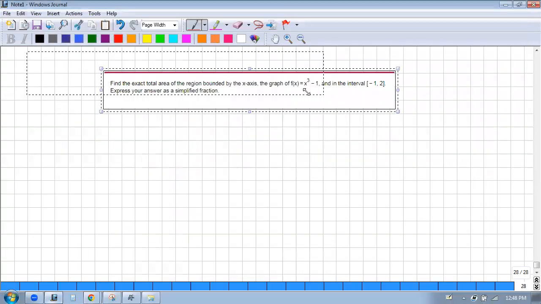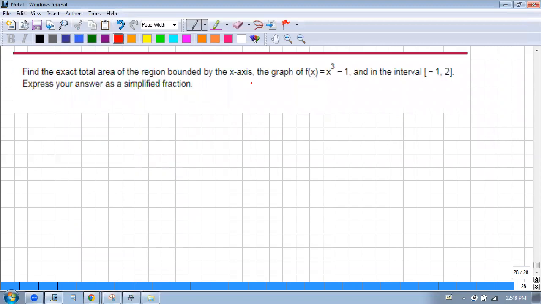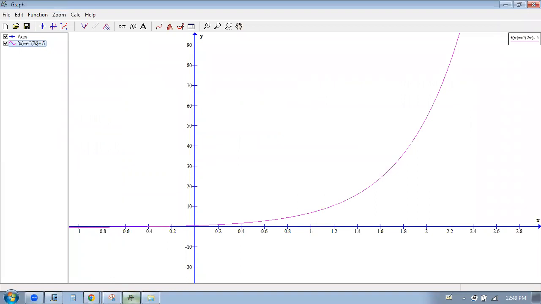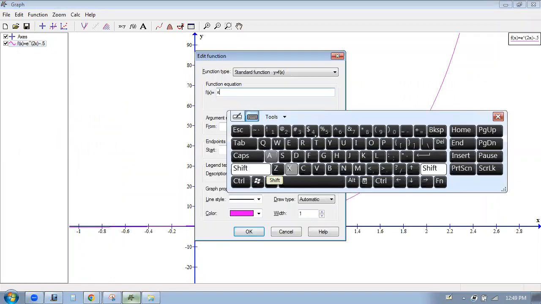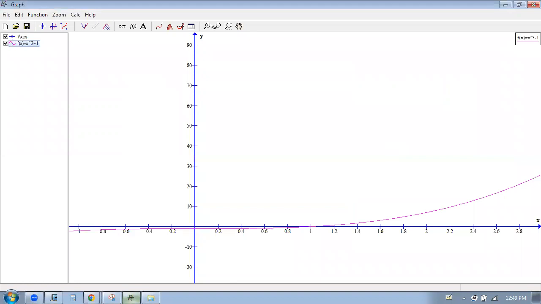Find the exact total area of the region bounded by the x-axis, the graph, and the interval from -1 to 2. x cubed minus 1. So you might want to graph this first, because you're tempted to just integrate it, right?